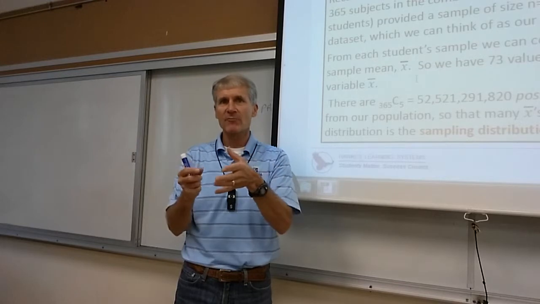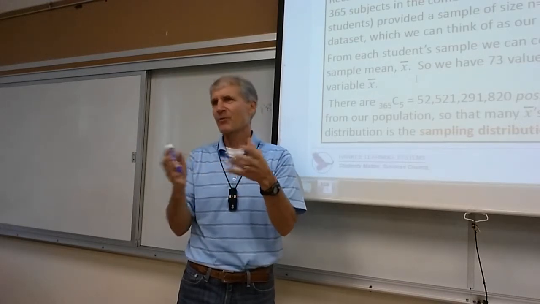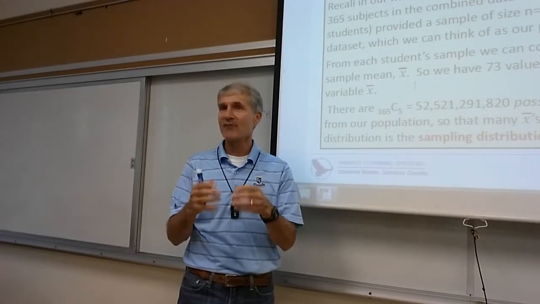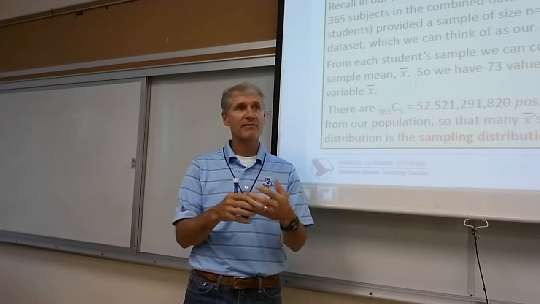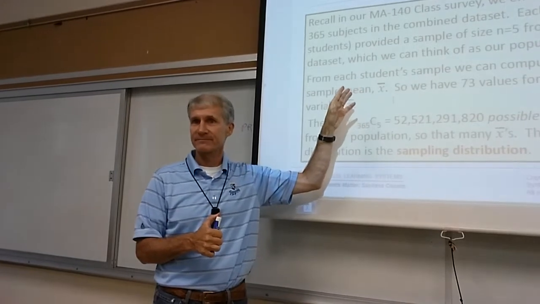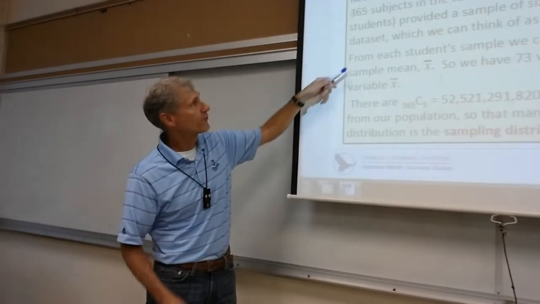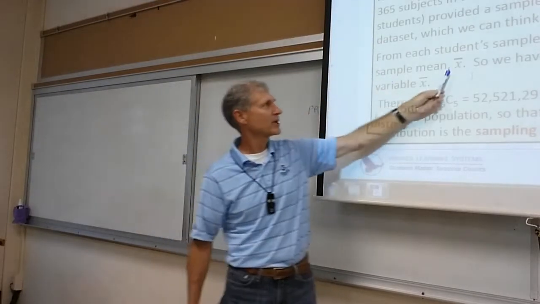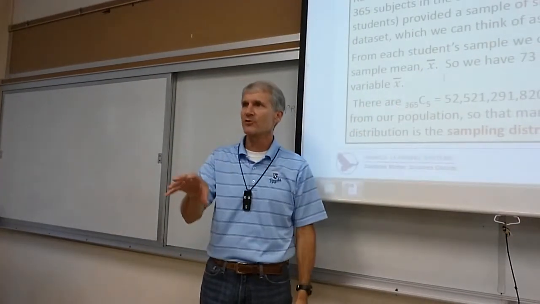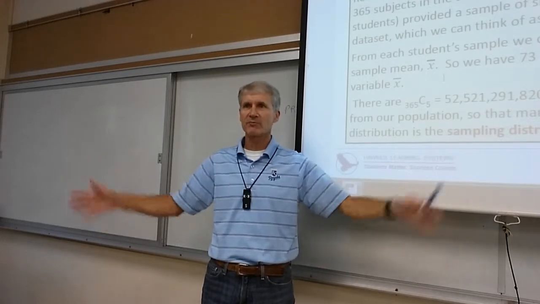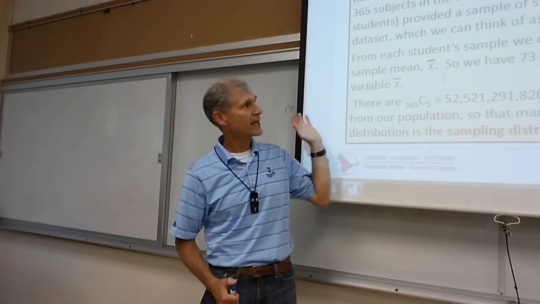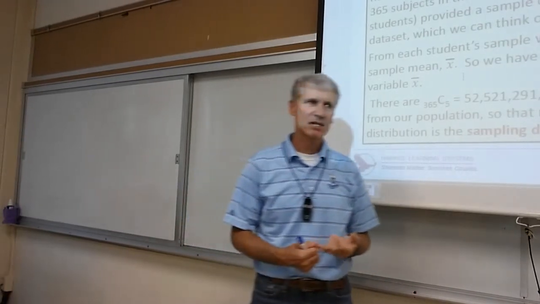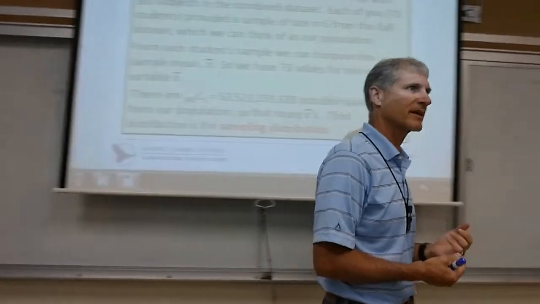And then each of you gave me a sample, really not random, you used convenient sampling, but it works for today's discussion. You gave me a sample of 5 out of that 365. See where we're going? So from those 73 different samples, I compute x bar for every one of them. So I've got 73 different values for x bar. I'm going to produce a histogram of those. Now, 73 seems like a fairly big number. That's a lot of x bars.